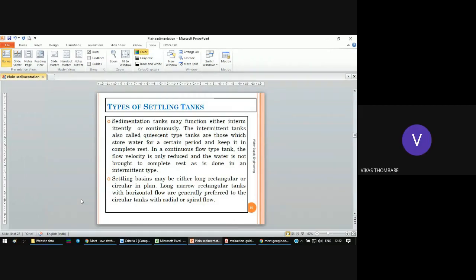Yes, sir. Okay. So, settling basins are of two shapes. One is mostly a long rectangular or circular one. Sometimes the long narrow rectangular tanks with horizontal flow are also preferred, and circular tanks with radial flow are also preferred. So these are the different types of settling tanks based on shape.